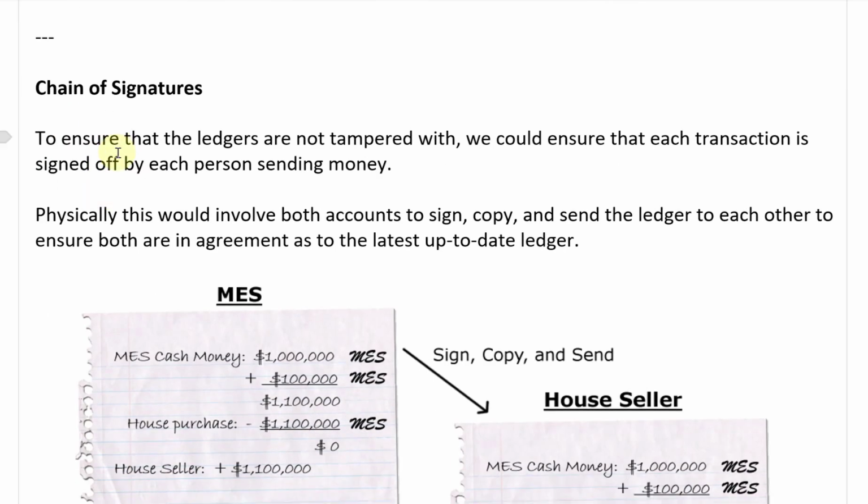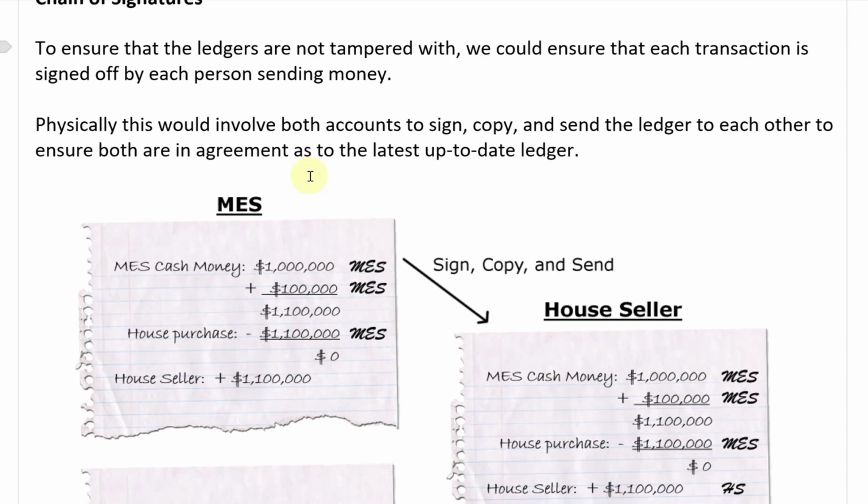To ensure that the ledgers are not tampered with, we could ensure that each transaction is signed off by each person sending money. Physically, this would involve both accounts to sign, copy, and send the ledger to each other to ensure both are in agreement as to the latest up-to-date ledger.